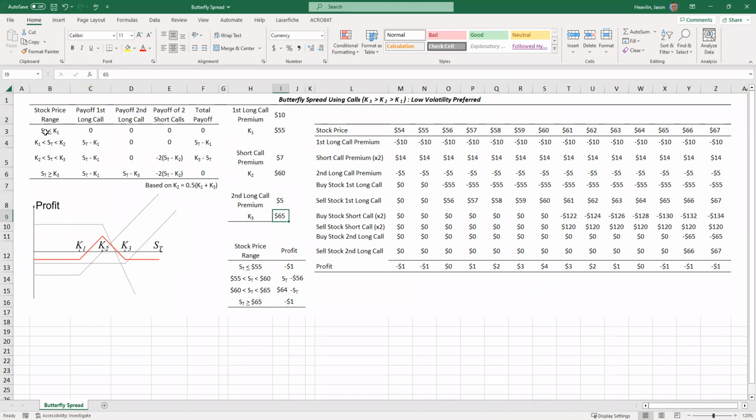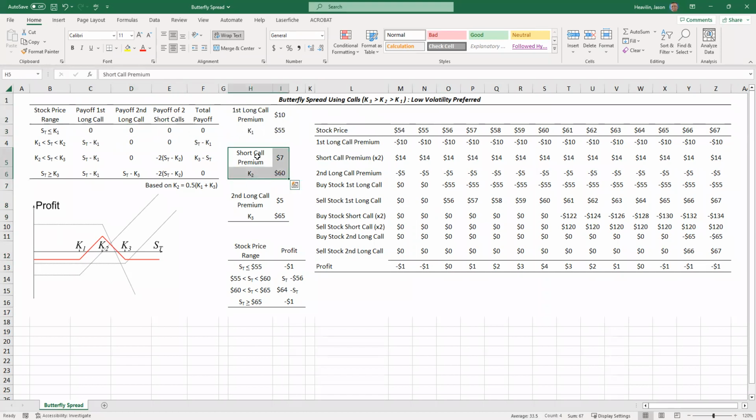Now, what happens when the stock price is less or equal to K1, which means it's less than everybody else? This is the scenario here. Notice all these zeros. Nobody exercised, nobody had to buy anything because the stock price is lower than any of the strike prices, and these are call options, so no exercises happened. That's why you got 0 payoff on this one, 0 payoff on this one.